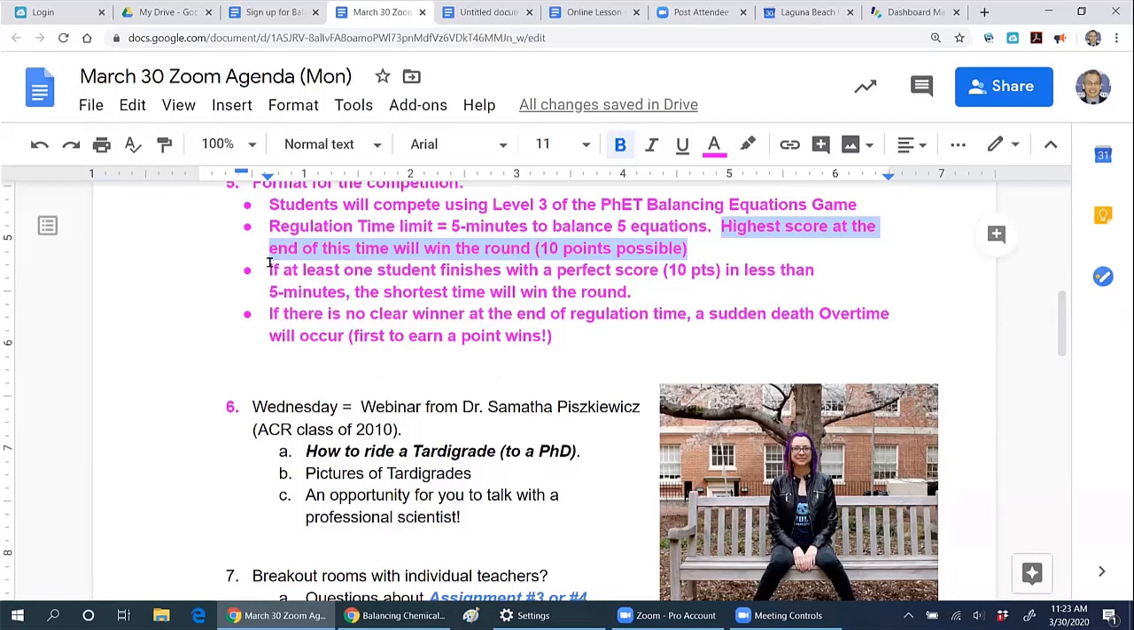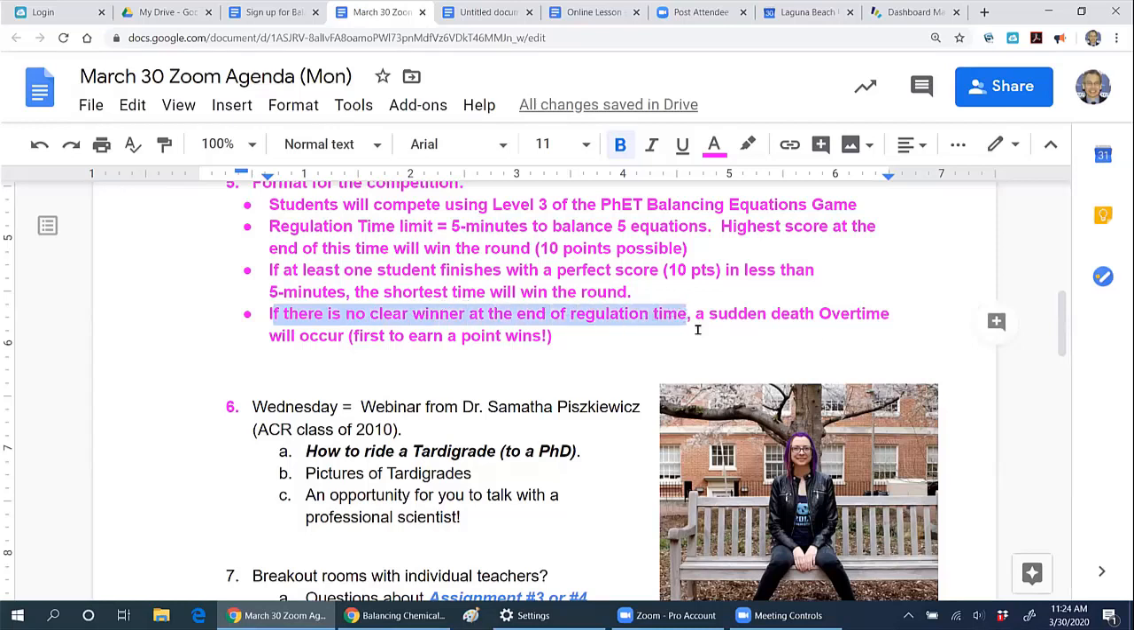But if we have somebody finishing with a perfect score in less than 5 minutes, then the shortest time will win. So if you're saying, I got 10 points in 4 minutes and 5 seconds, and you got 10 points in 4 minutes and 32 seconds, the 4 minutes 5 seconds, that's the winner. If we have a tie, this is what it means.